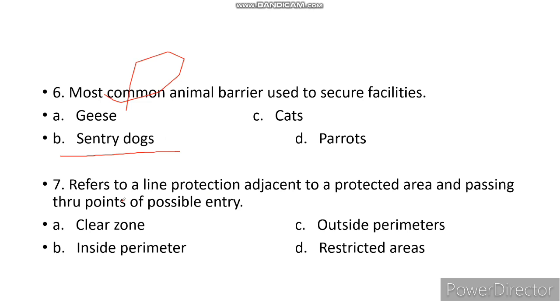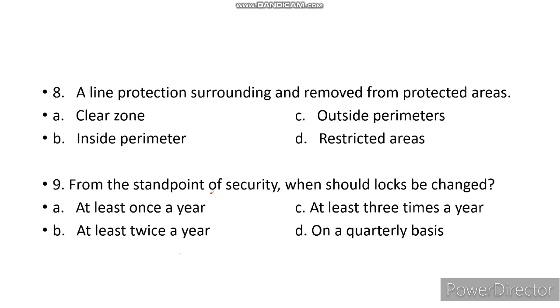Number 7, refers to the line protection adjacent to a protected area and passing through points of possible entry. That's inside perimeter. Number 8, a line protection surrounding and removed from protected area. So we have C, outside perimeter.